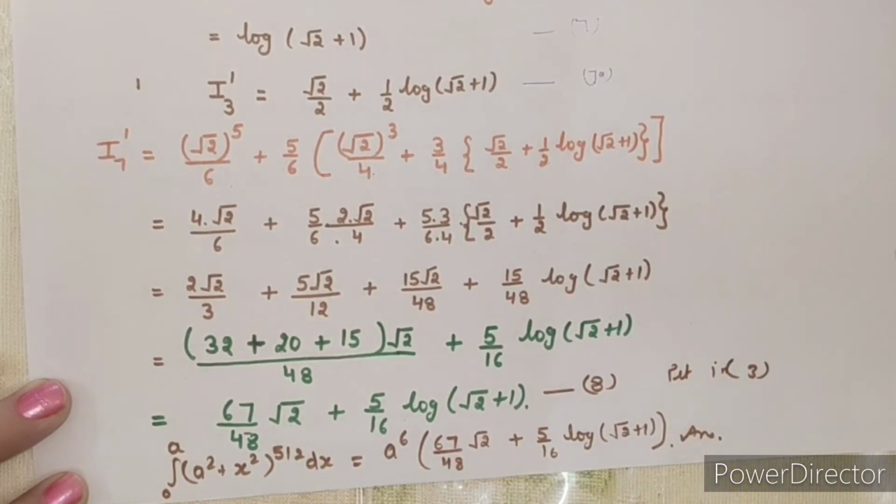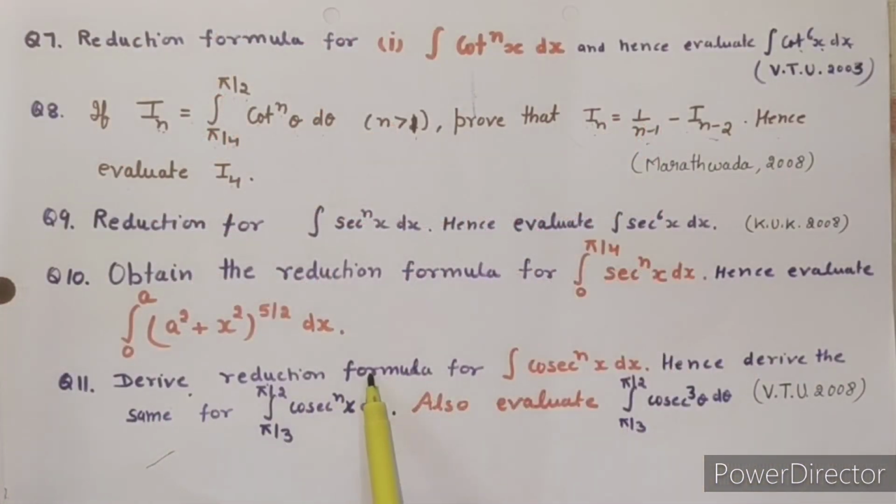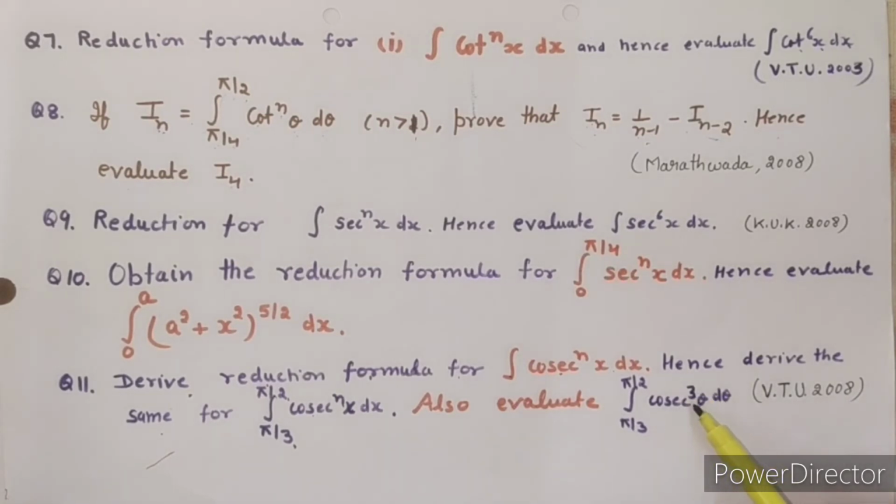Okay, so now you can use reduction formula to find the various integral. Now the last question of today's lecture, that is question number 11. Question 11 is derive reduction formula for integration cosecant nx dx. Hence derive the same, the limit of the integral here is π/3 to π/2 cosecant nx d of x. Also evaluate this integral by replacing n by 3. There may be in the examination 2, there may be 5, there may be 7.